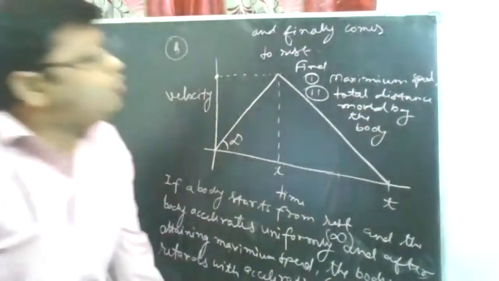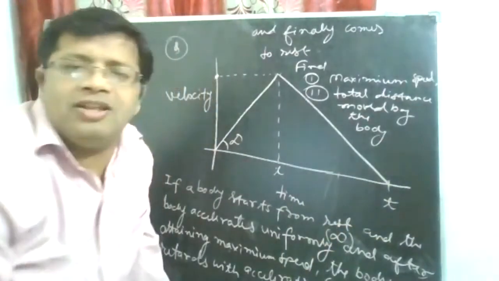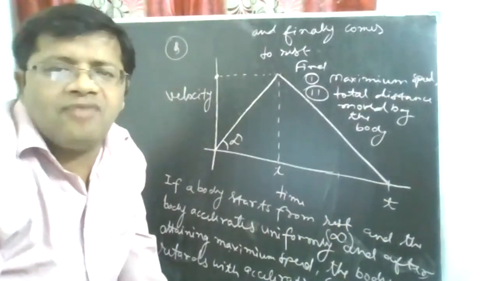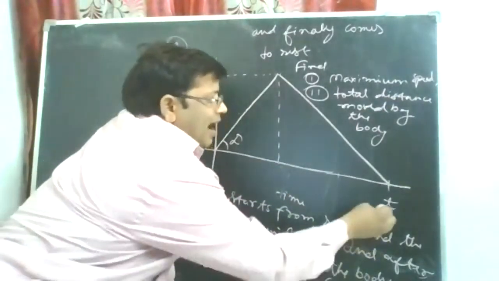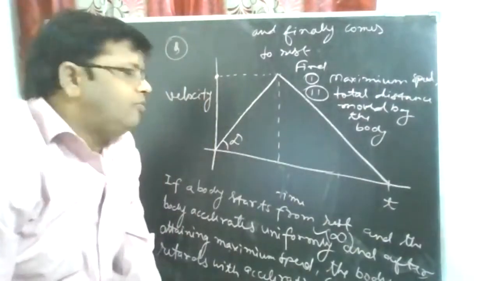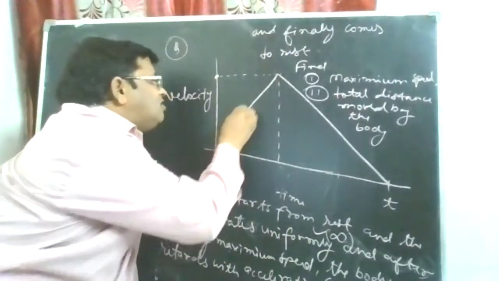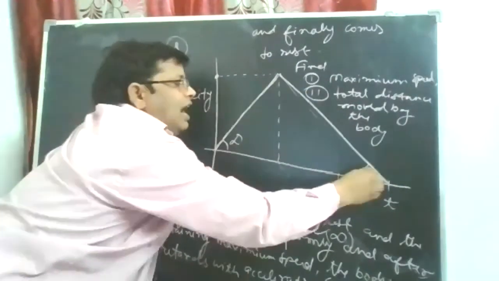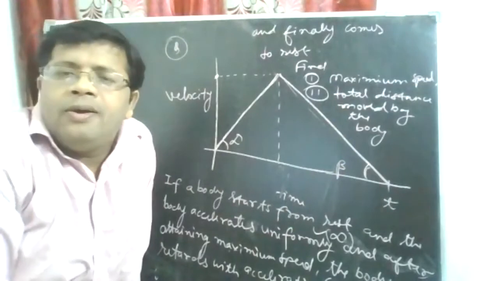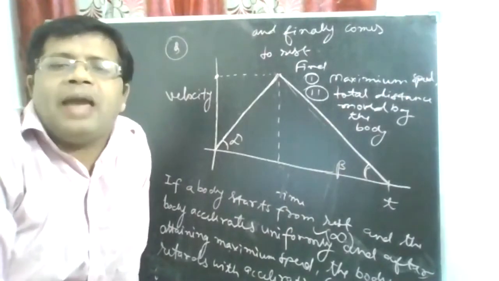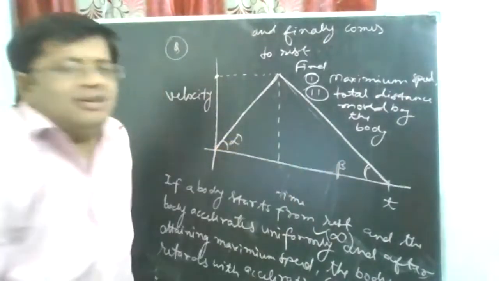But here you have to find maximum speed in terms of alpha, beta, and t, because only these conditions are given here: alpha, beta, and total time. What is alpha? The body starts from rest and accelerates uniformly with acceleration alpha. After this, it retards with beta, because you know the slope of the velocity-time graph is called acceleration. So alpha is the acceleration and beta is the retardation.